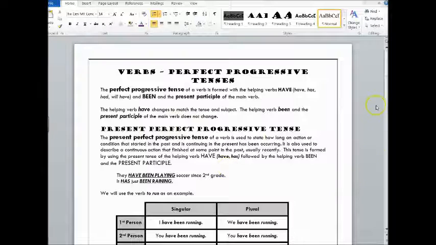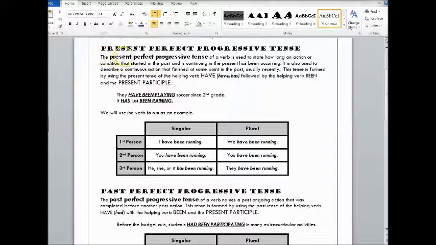So just like we've been doing all along, if you want to make present perfect progressive, you're going to use the present tense of have, plus the helping verb been and the present participle. This particular tense is used to state how long an action or condition that started in the past and is continuing into the present has been occurring. We use this tense for a very specific reason. It's a continuous action that started in the past and is continuing into the present.